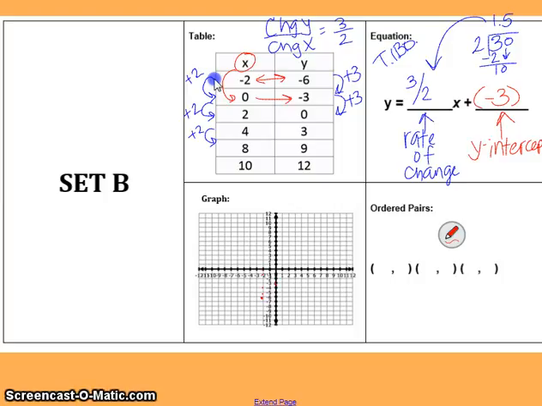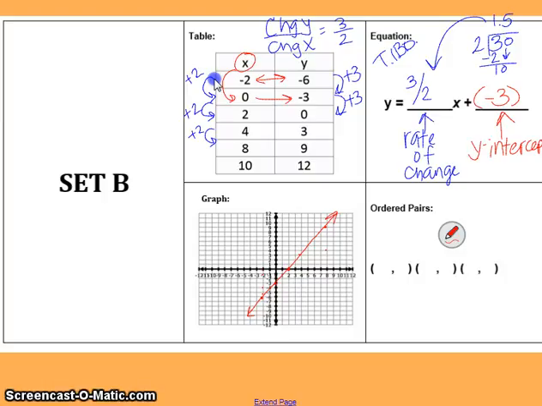My next one is 2 and 0, so I go over 2 and stay right there. My next one is 4, so I go over 4 and up 3, 1, 2, 3. My next one is 8, so I go over 1, 2, 3, 4, 5, 6, 7, 8, and then I go up 9, so 1, 2, 3, 4, 5, 6, 7, 8, 9. And really, if you can draw a straight line, then I really can stop right there. So we're going to connect those dots and make that straight line.